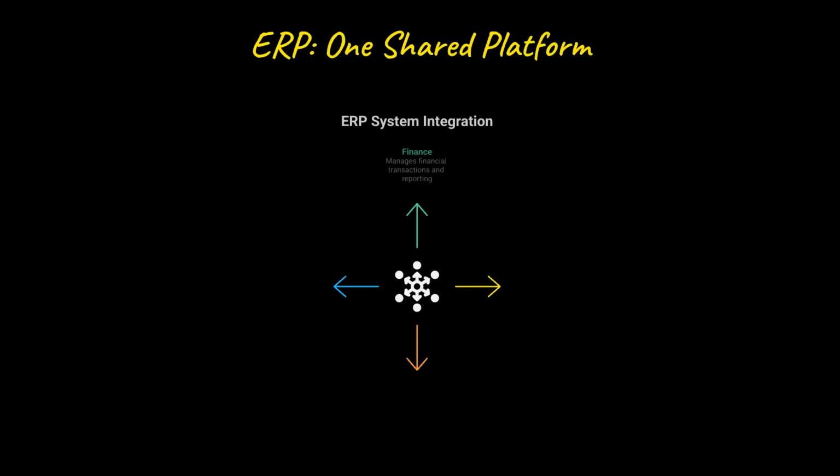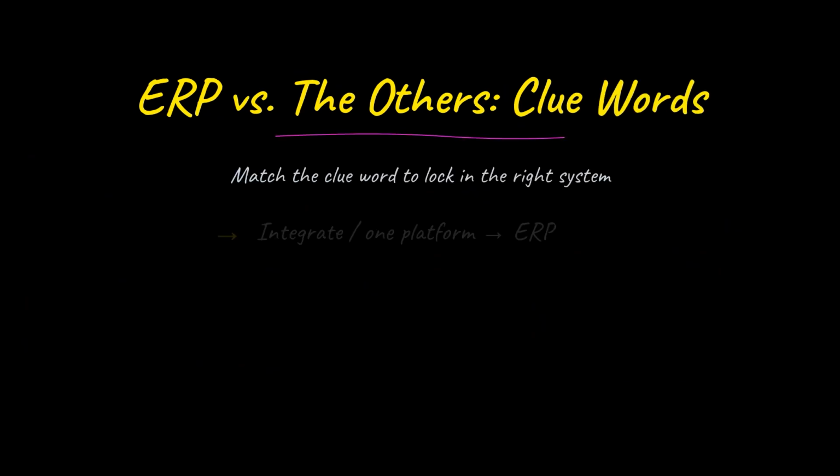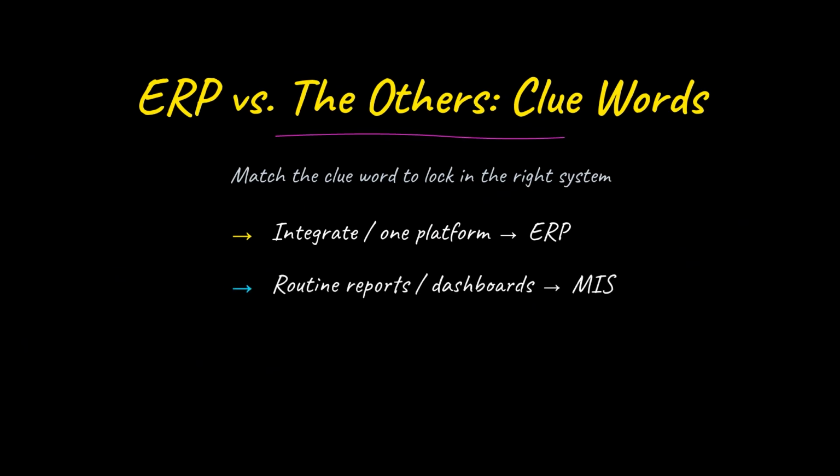The ERP is the most tested system because it is unique in purpose. It exists solely to unify separate departments onto one shared platform. Data entered in finance flows automatically to operations and HR without being rekeyed or reconciled by hand. The exam tests whether you can read the clue word and map it precisely. Integration or one shared platform is the fingerprint of ERP.